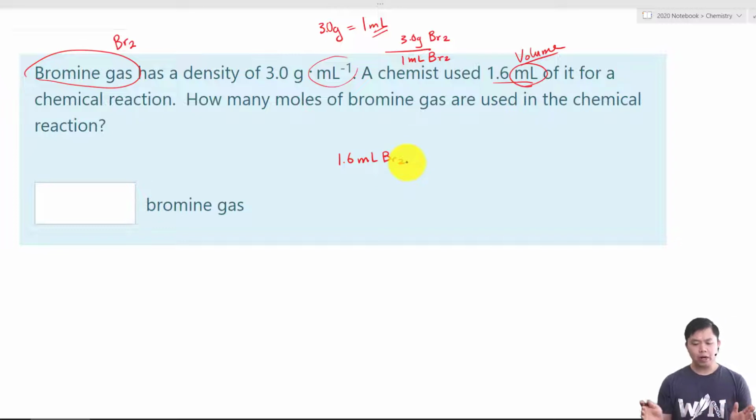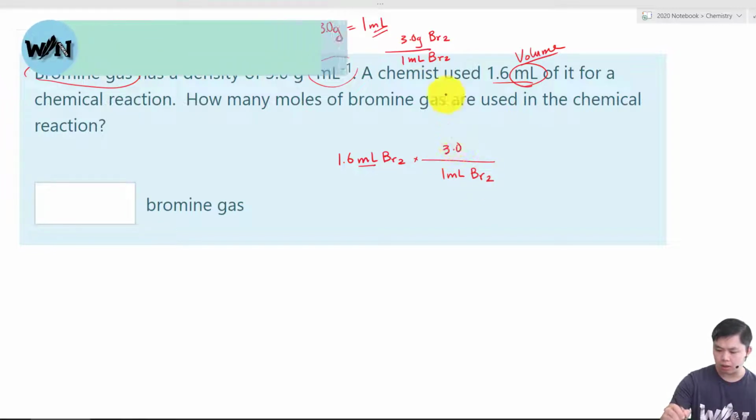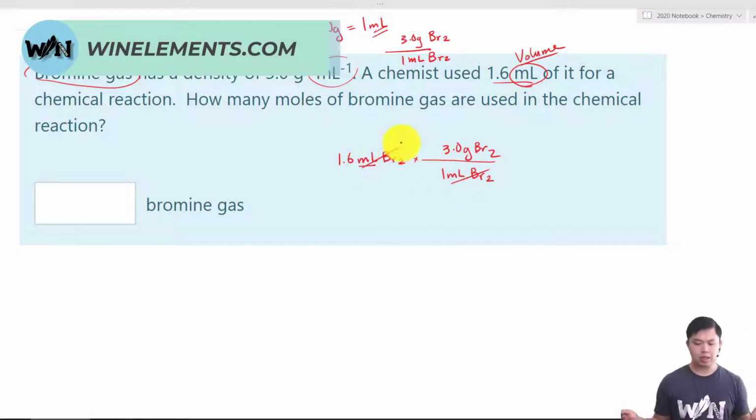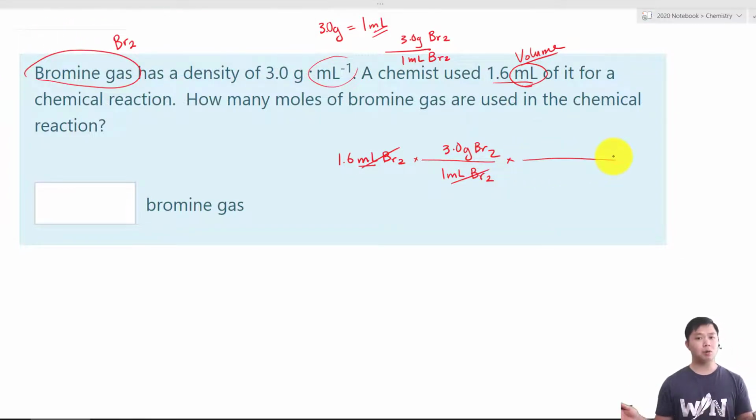And now, again, going back to the flowchart, once you figure out the mass, you can convert to mole. So how do we get volume to mass? Well, the density right there. So multiply. If this is milliliter, the milliliter is going to be on the bottom, and the top part will be the gram. So look what happened. Milliliter cancels out. And now once we have grams of bromine gas, we can convert to mole easily.